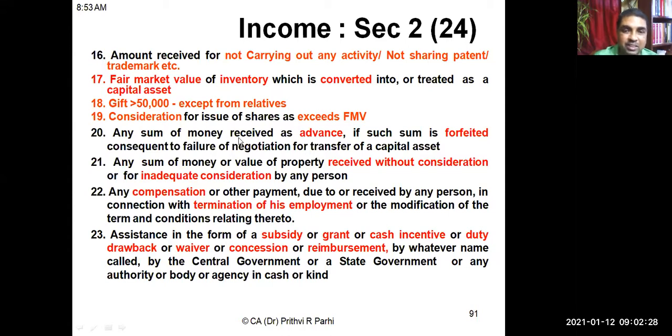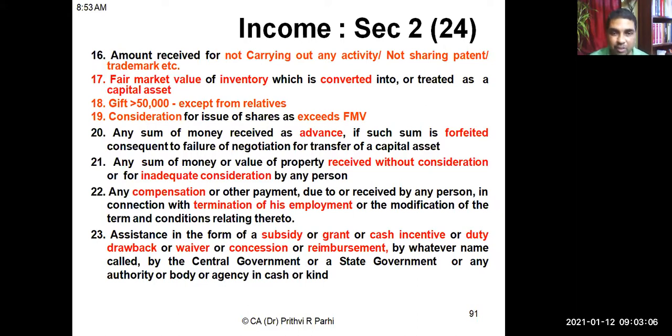Any sum received as advance, if the sum is forfeited. So some advance money is received, but it is forfeited, that means you don't have to pay it back. Forfeited consequent to failure of negotiation of transfer of capital asset, that is also an income. Any sum of money or value of property received without consideration or for inadequate consideration: if some property is received without consideration, freely you receive something, or inadequate consideration, you have received a land at ₹1. So all these things are your income.